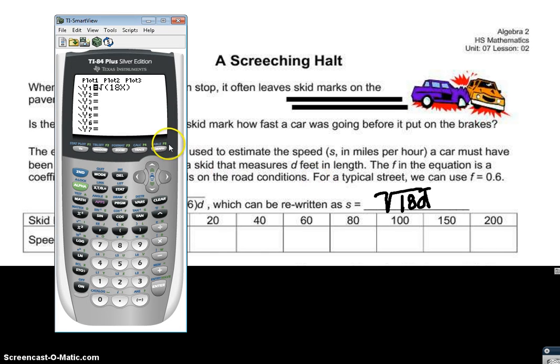The easiest way to do this, if you go to y equals and you type in the square root of 18x, go to your table. So if I hit second graph, we can actually look at the points. If I scroll all the way down until I get to 20, at 20, notice I have 18.974. So if we just estimate, you're going to have about 19. So I want you to go through the table, and we're going to look at 20, 40, 60, 80, 100, 150, and 200. So go ahead and fill out the rest of this chart.